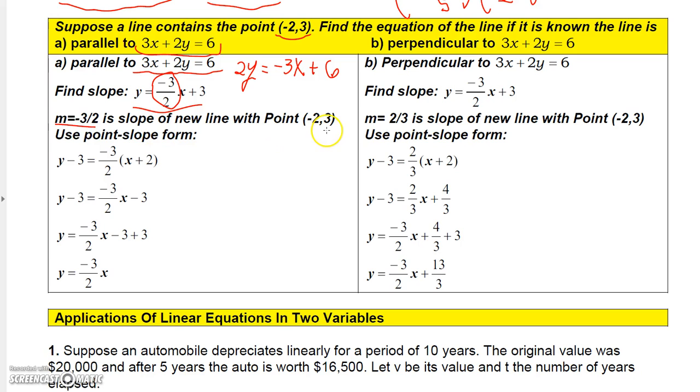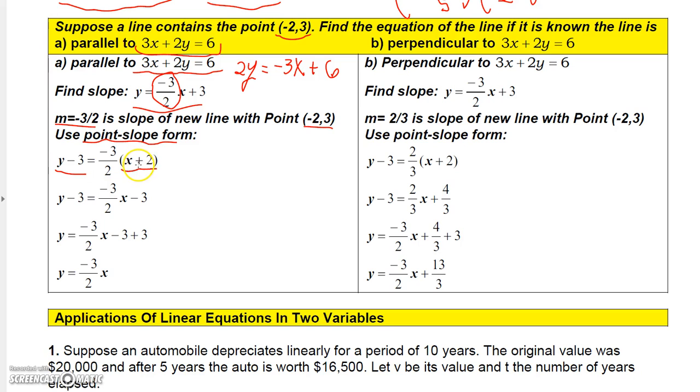And now I have a point. Remember, I was given this point. So now that I have the point and I have the slope, guess what form I can use to get the equation of the line? Point slope form. So I use the point slope form. Remember, that's where you say y minus y1, and the y is 3. So y - 3 = the slope, which is -3/2, times (x - x1), which in this case is -2.